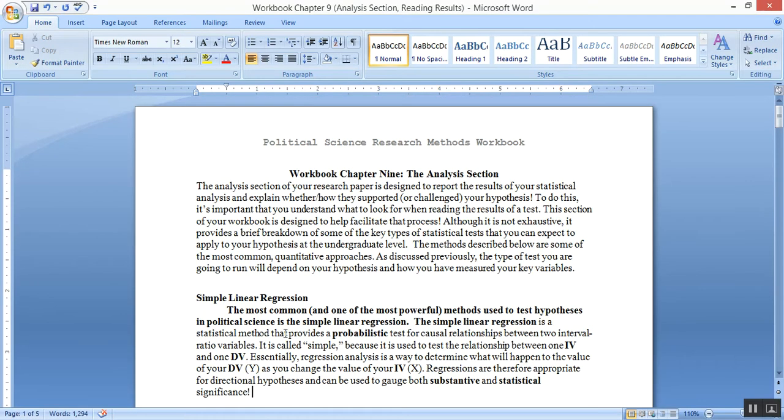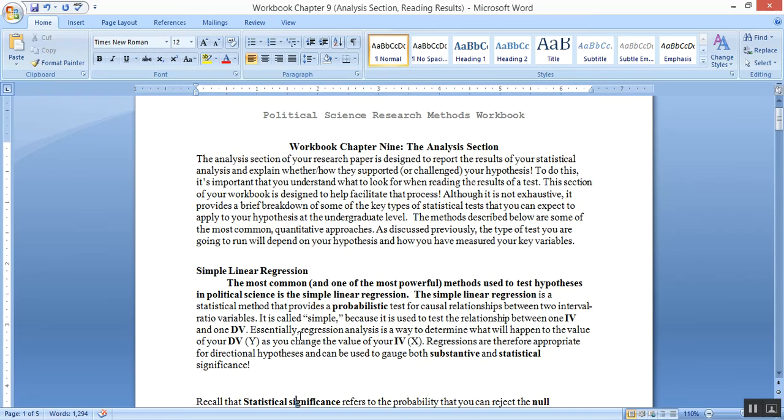So let's jump back to our chapter and let's continue talking a little bit about the nature of regressions. So regressions are going to be probabilistic rather than deterministic. They are not useful for testing sufficient condition hypotheses, for example. So if you have a deterministic hypothesis, you're going to need to reach out to me, and we're going to have to talk about how to test your particular predictions, because a regression's probably not going to work in that particular case. But again, if you've got an interval ratio IV and DV, if you're working with a probabilistic hypothesis, in that case, a regression is going to work just fine for you.